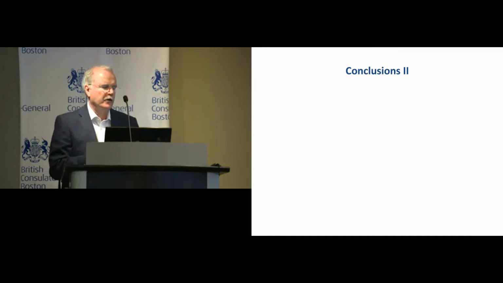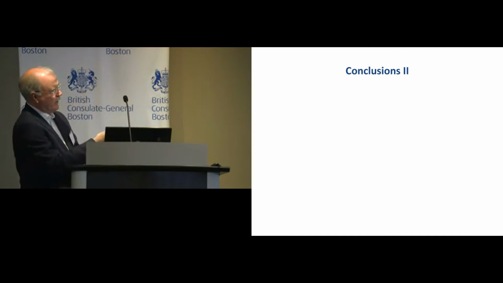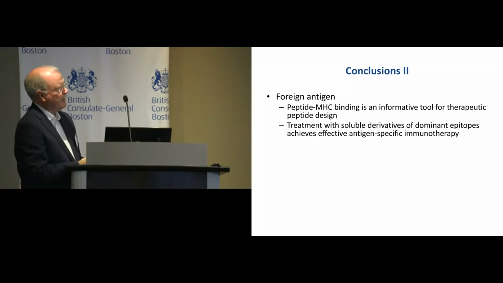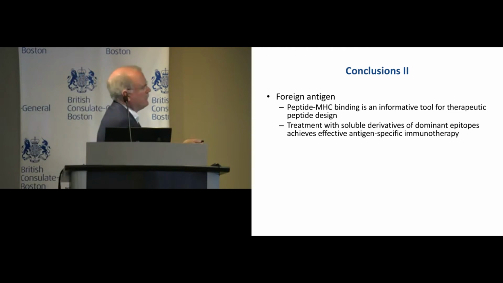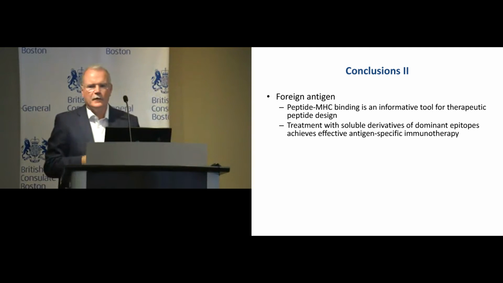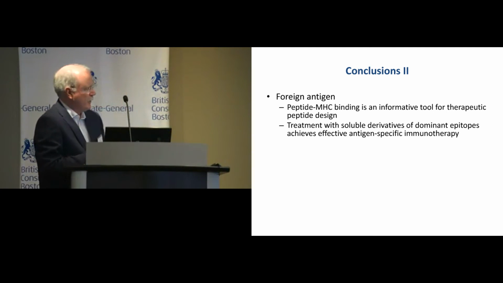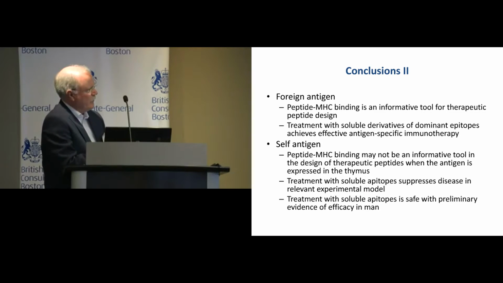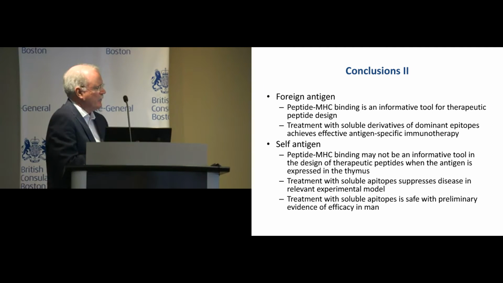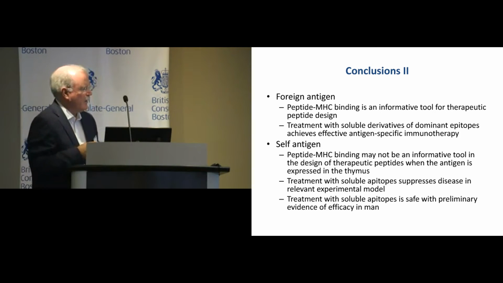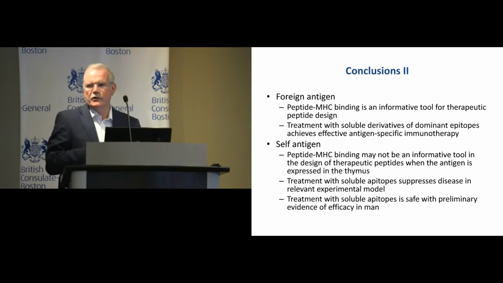So I think what this tells us in terms of peptide design is that for foreign antigens, MHC peptide binding is an informative tool, and treatment with soluble peptides is a very effective means of antigen-specific immunotherapy. For self-antigens, it may not be informative if and when our proteins are expressed in the thymus, because thymic expression of these proteins will affect the developing T-cell repertoire.